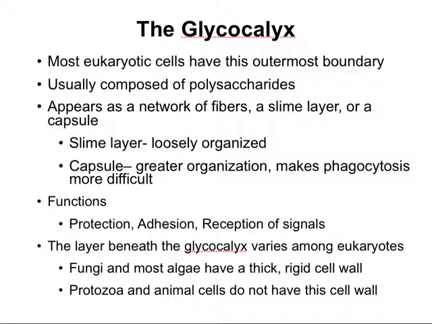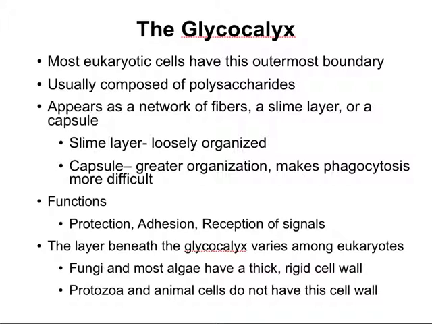Most eukaryotic cells also have a glycocalyx. This glycocalyx, or extracellular matrix, is usually composed of polysaccharides. It appears as a network of fibers. Sometimes it can form a slime layer or a capsule. The slime layer forms when these glycocalyx polysaccharide fibers are arranged much more loosely, and it forms a capsule or more solid structure when there's greater organization. This makes phagocytosis much more difficult because there's less flexibility in the membrane.